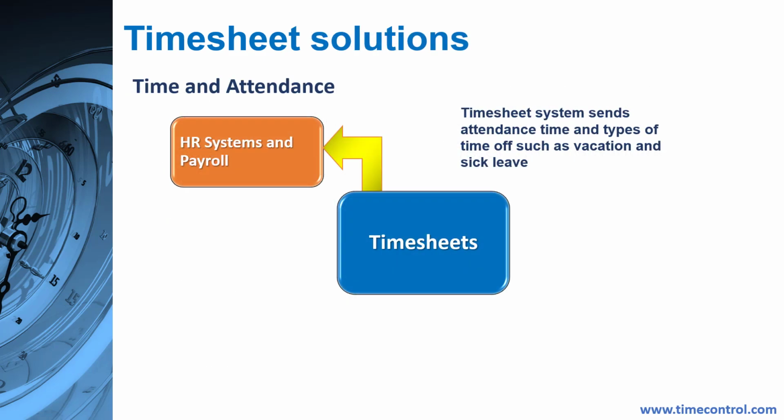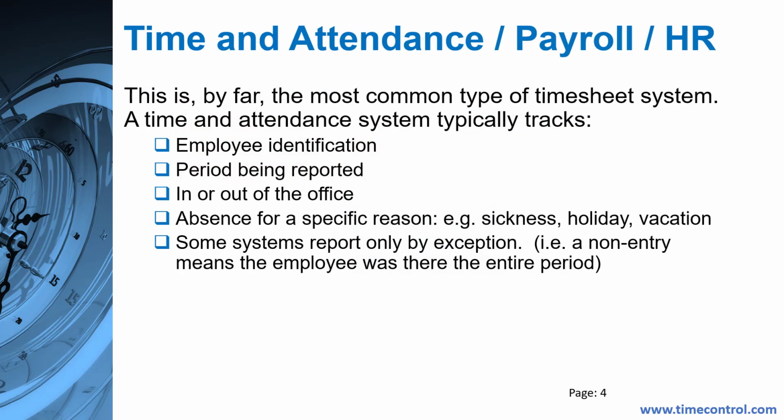If we look at some of the most popular kinds of timesheets, let's start with time and attendance, by far the most popular type. Here, a timesheet wants to find out, well, when were you here? Do we need to pay you? So we need an employee ID. We need to know what period of time we're reporting in, whether you were in or out of the office. Did you do work? How much time did you spend? And if you weren't here, what did you spend your time on? Was it sick leave or vacation or holiday? Payroll and HR both need to know those things.